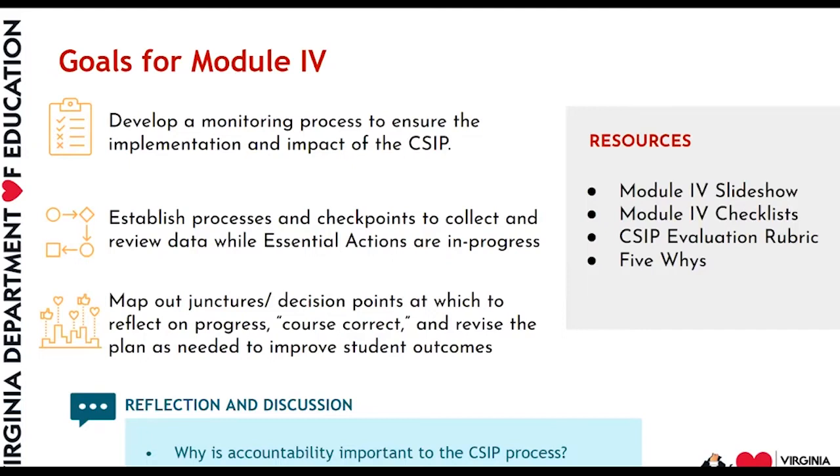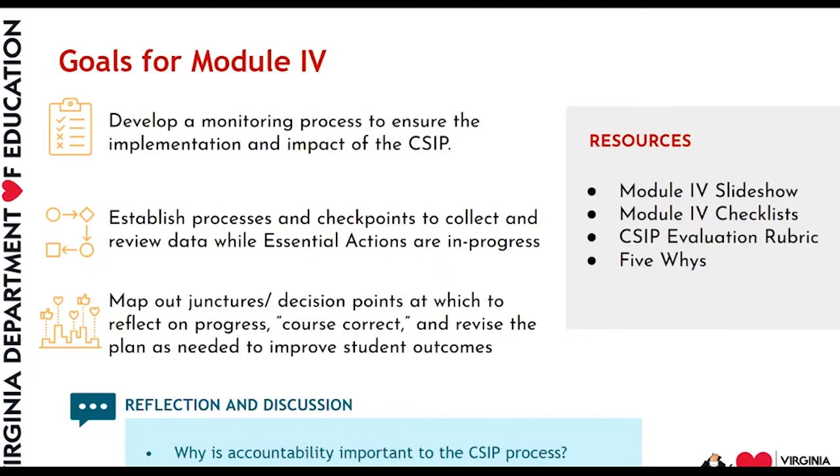That's really crucial. So you also want to establish processes and checkpoints to collect and review data while essential actions are in progress. You want to be able to adjust mid-year. You want to be able to revise and update things. This doesn't mean, halfway through the year, to completely throw out your school improvement plan. No, it means to be looking at the data, looking at how things are being implemented, and then really determine, do you need new strategies? Do you need to refine things? Do you need to maybe make some changes? Or are things going really well and you're really pleased with that and you're seeing success?